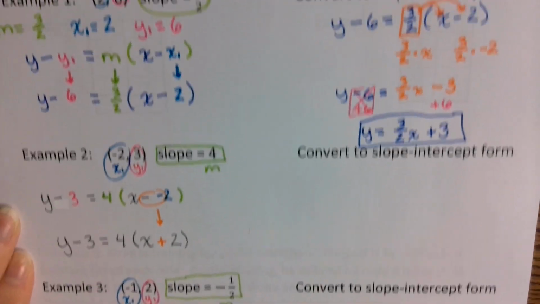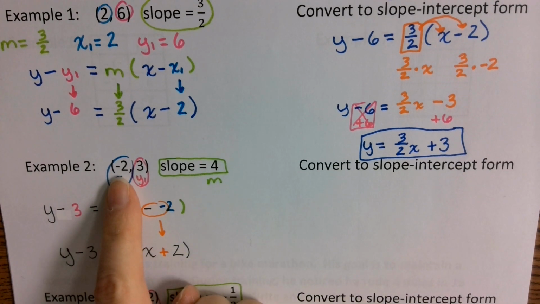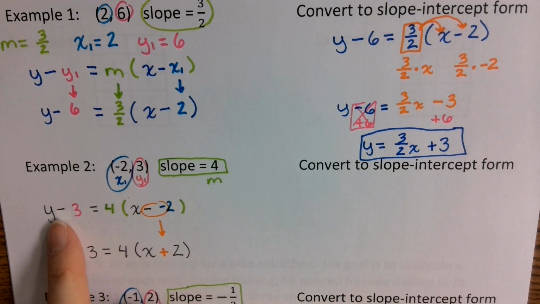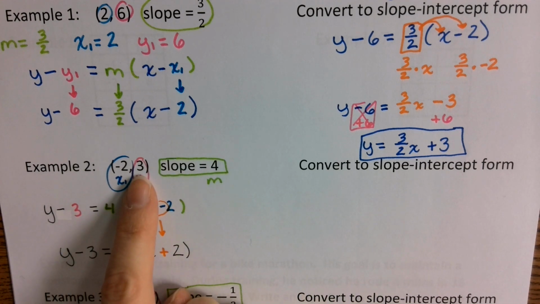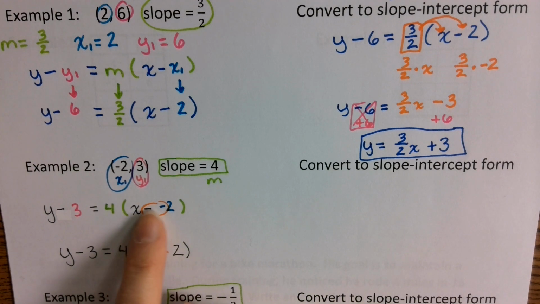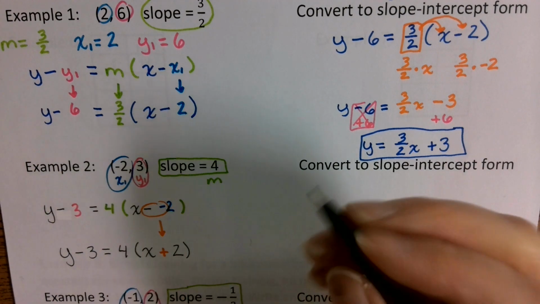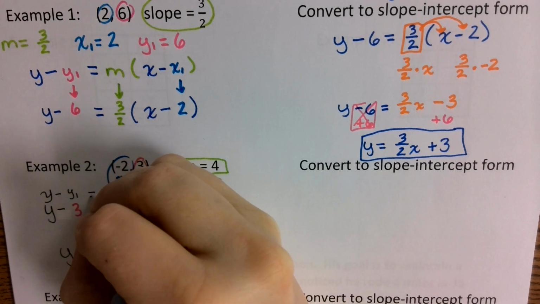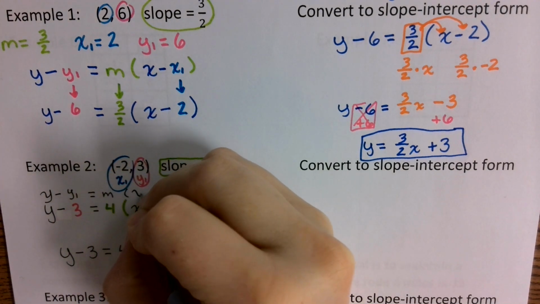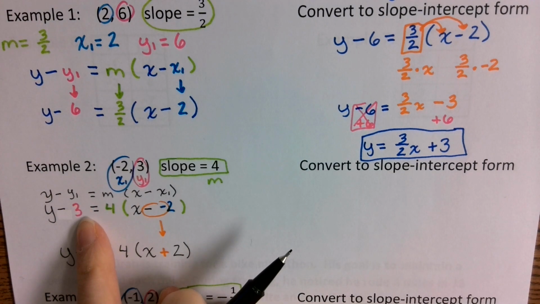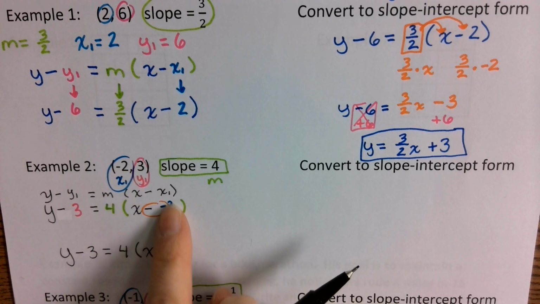For problem number 2, negative 2 is your x1 value, positive 3 is your y1 value, your slope was a 4, so we write it as y minus 3 is equal to 4, your slope, times x minus negative 2. So again, the formula is y minus your y1 equals your slope m times x minus your x1. So you're just substituting your y1 value in, your slope value in, and your x1 value in.